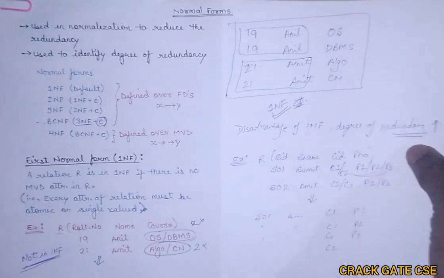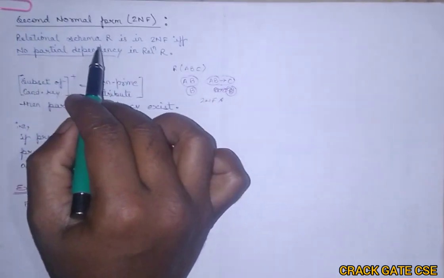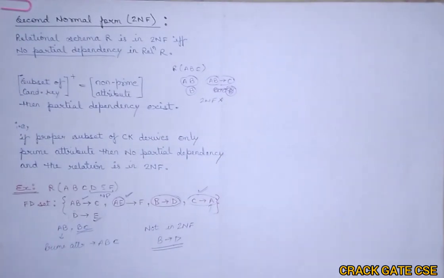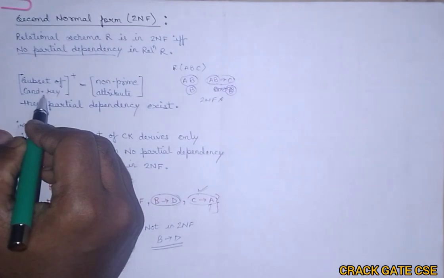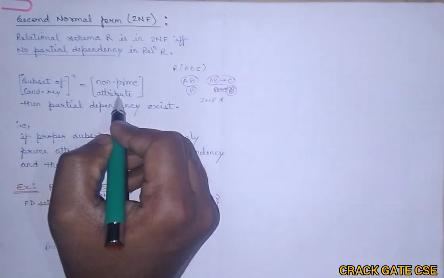Now let's move on to 2NF. A relational schema R is in 2NF if there is no partial dependency in relation R. First of all we need to understand what partial dependency is. It occurs if a subset of a candidate key is deriving a non-prime attribute.